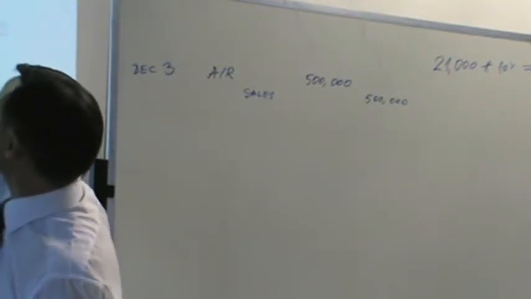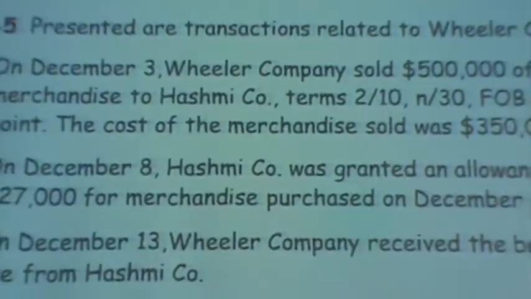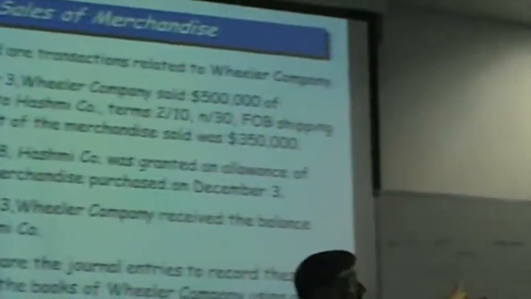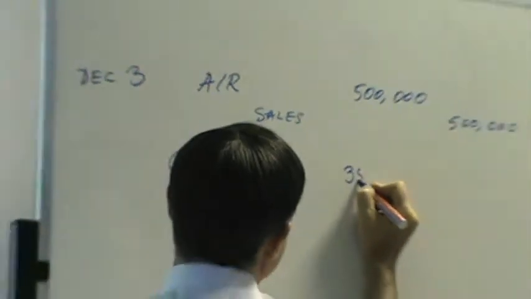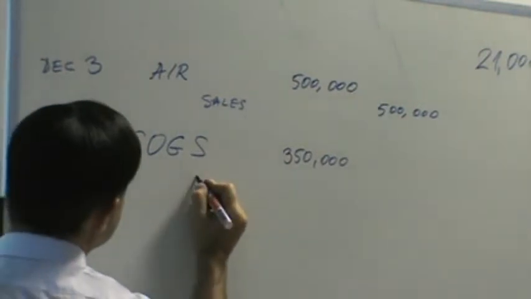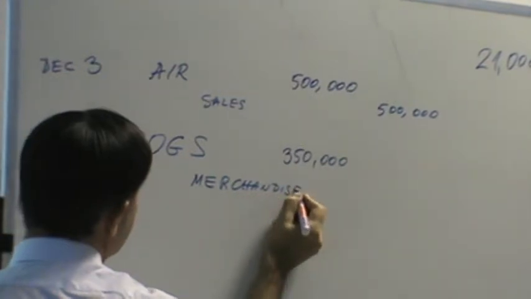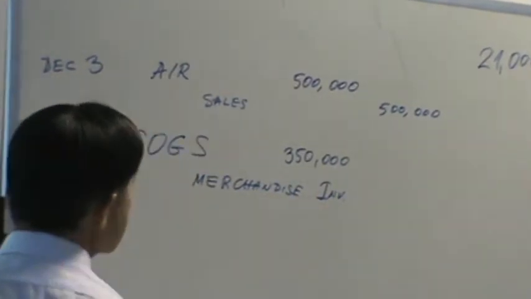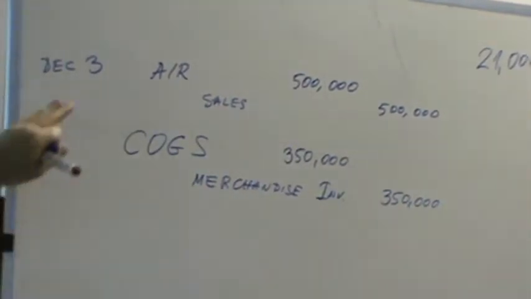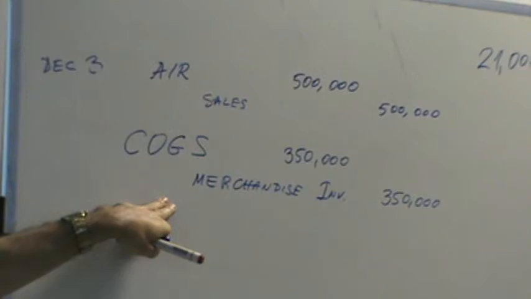And it says the cost of merchandise sold was $350. So cost of goods sold. We like to shorten it like this. Cost of goods sold is $350, and that's merchandise inventory credit. Merchandise inventory $350. So that's the debit account receivable, sales, cost of goods sold, merchandise inventory.